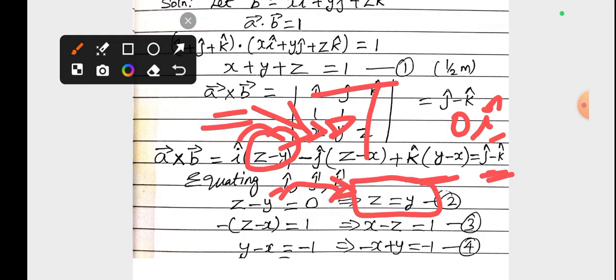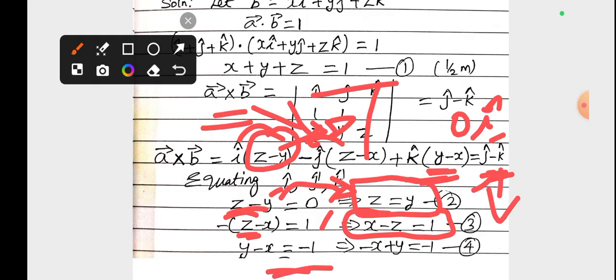Clear? We equate the i cap, j cap, k cap coefficients. Next, minus of z minus x equal to 1. How is that? The j cap coefficient here is negative of z minus x, and here the j cap coefficient is 1. So multiplying the minus inside, we get x minus z equals 1. Then the k cap coefficient here is y minus x, and here the k cap coefficient is minus 1. So y minus x equals minus 1, that is minus x plus y equal to minus 1.